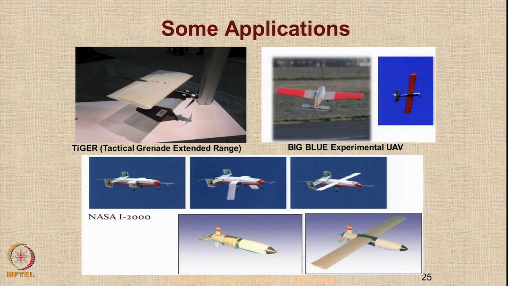Let us look at some applications of inflatable wing UAVs. One good example is Tiger, which is the Tactical Grenade Extended Range. In other words, it is a small remotely controlled aerial vehicle which is a carrier for a hand grenade. So, it increases the range of the grenade. There are other examples where you launch it like a rocket or a missile and then you bring out the wings when needed to make it fly like an aircraft.